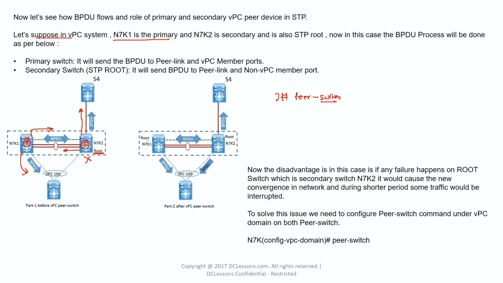We configure the peer switch command inside VPC. Doing so makes the primary switch a root bridge, and it also makes the secondary switch a root bridge. So both switches will be root bridge. Now let's see how the BPDU flows. The primary switch will send a BPDU towards the VPC member port. The primary switch will also send a BPDU towards the peer link, whereas the secondary switch, which is also a root bridge, will send a BPDU towards the VPC member port, and it will also send a BPDU towards non-VPC connected devices. The only thing is that this access switch will receive two copies of the BPDU stating which is your root bridge.